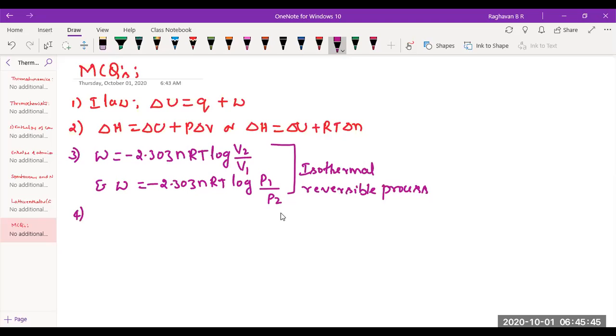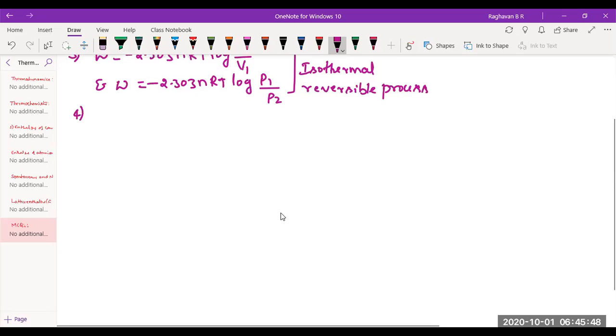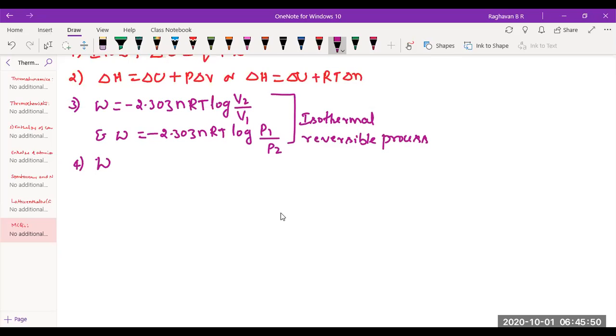Fourth one, work done during adiabatic process. n Cv delta T we say. What is Cv? Molar heat capacity at constant volume we say. n is number of moles as usual. Okay, I'll just write Cv. Molar heat capacity at constant volume.